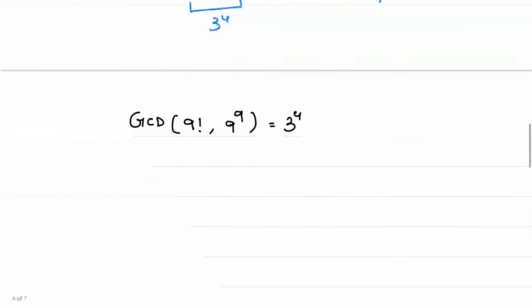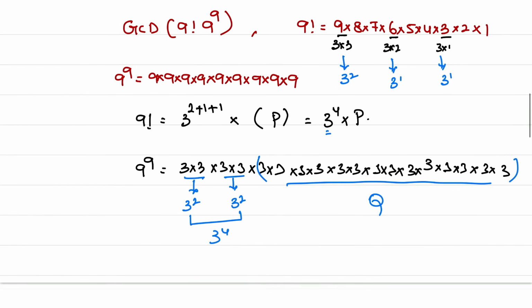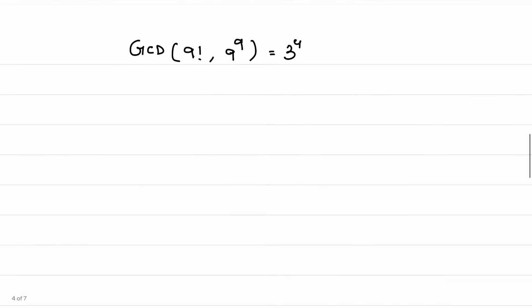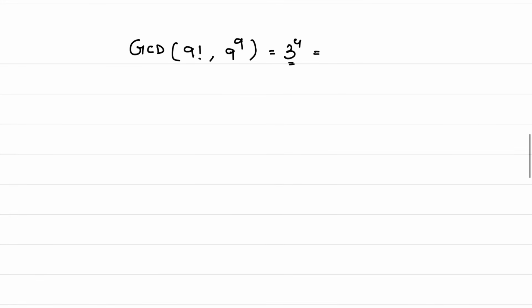Therefore, GCD of factorial 9 and 9 to the power of 9 is equal to 3 to the power of 4. In both factorial 9 and 9 to the power of 9, 3 to the power of 4 is common. That is the GCD, greatest common divisor. 3 to the power of 4 is 3 into 3, 9, 9 into 3, 27, 27 into 3, 81.